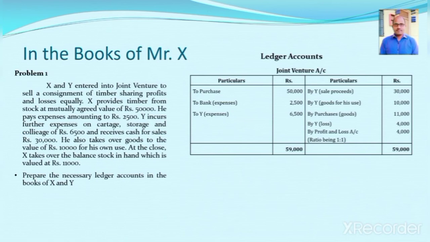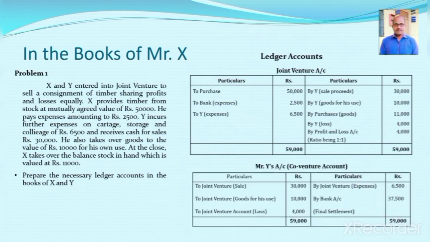So after closing this ledger account, there is a debit balance of 8,000 which is treated as loss and distributed among both the co-venturers, 4,000 and 4,000 equally.